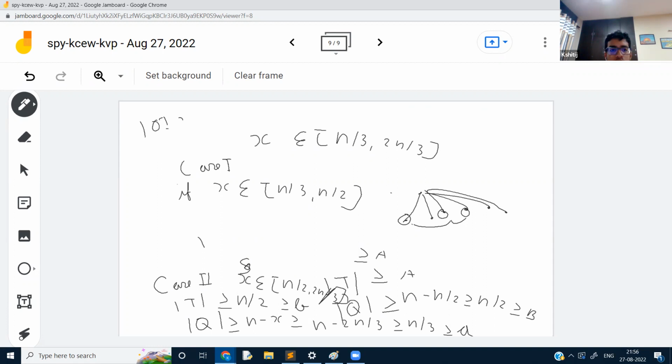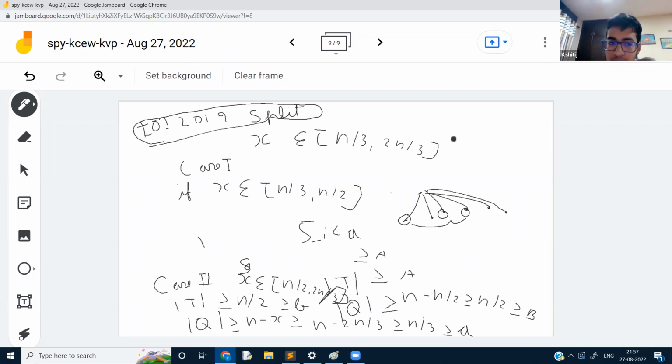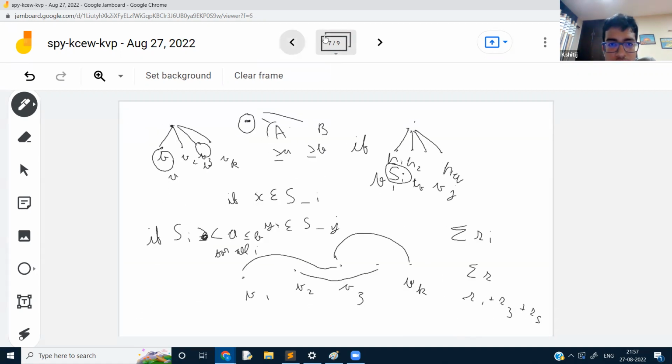This problem is IOI 2019 Split. And I've explained the entire solution. In most of the cases, there was a solution. The only case where there wasn't a solution was when S_i is less than A for all i in the graph of the V_i. Did you all get the solution of this problem? If you have any doubts, you can ask and I can clarify, since this is a pretty long solution.